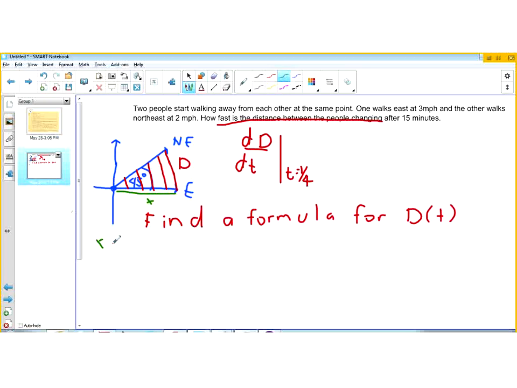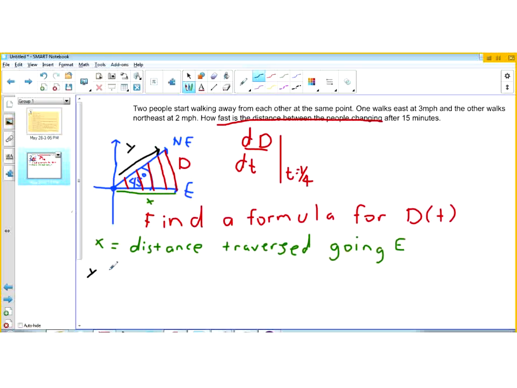So x is the distance traversed going east. So he walks x miles going east. He or she walks x miles going east. Okay, and now we'll let, say, y be the distance traversed going northeast.